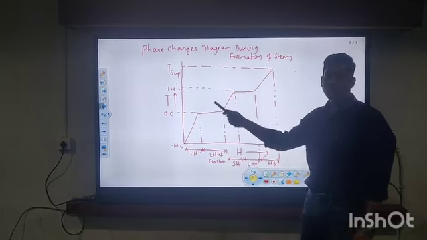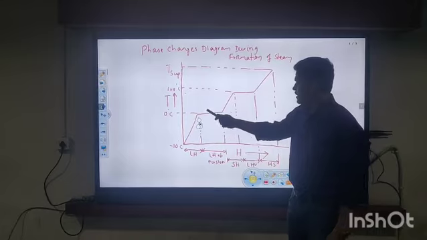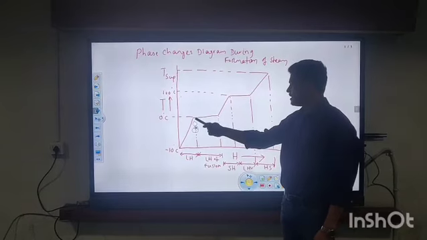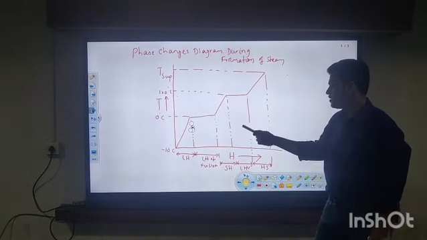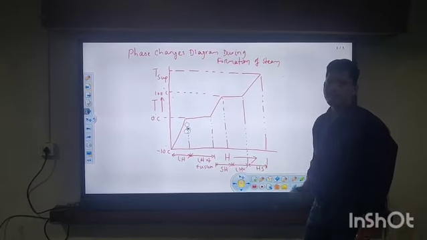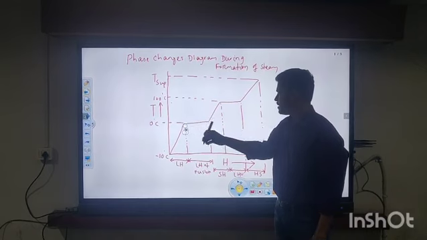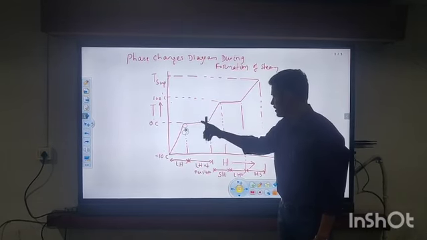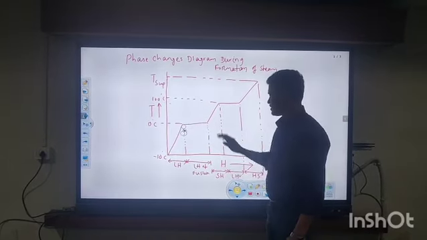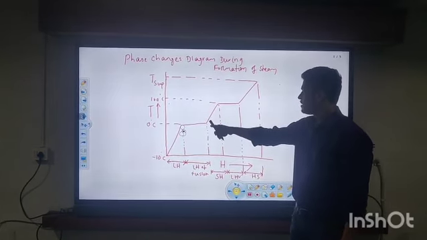Saturation point means the solid will start melting, and here the ice will convert from 0 degree centigrade ice to 0 degree centigrade water. The heat absorbed during that phase is called the latent heat of fusion, because the melting of ice starts from this point and ends at that point. In this region the temperature remains constant. And at that point we get 0 degree centigrade water.